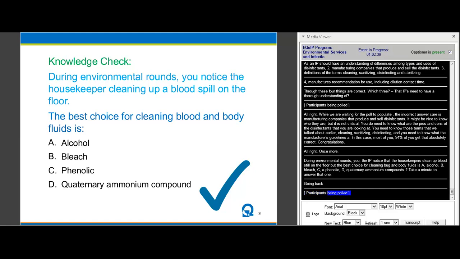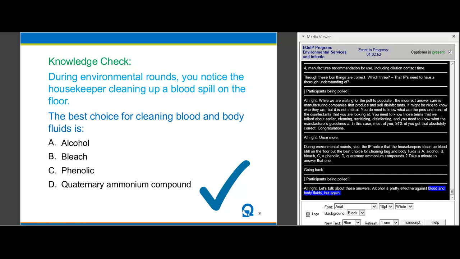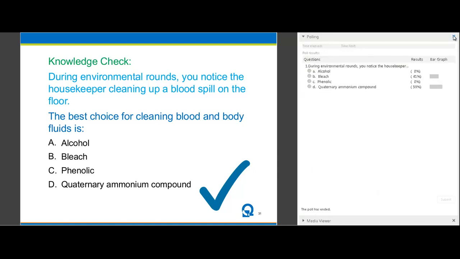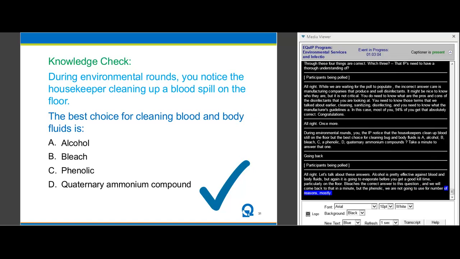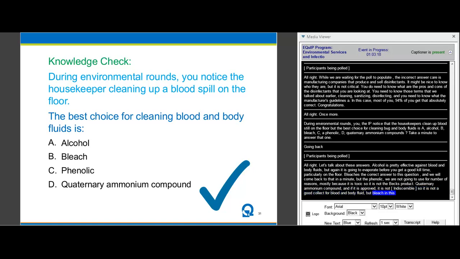All right, so let's talk about these answers. So alcohol is pretty effective against blood and body fluids, but again, it's going to evaporate before you get a good kill time, particularly on the floor. Bleach is the correct answer to this question, and we'll come back to that in a minute. But the phenolic we're not going to use for a number of reasons. Mostly, remember, it's toxic, so it's not the best product. The quaternary ammonium compound, unless it's improved, is not generally tuberculocidal, so it's not a good product for blood and body fluids. But bleach, in this case, is, of the four listed, the one that's most likely to be effective on blood spills.